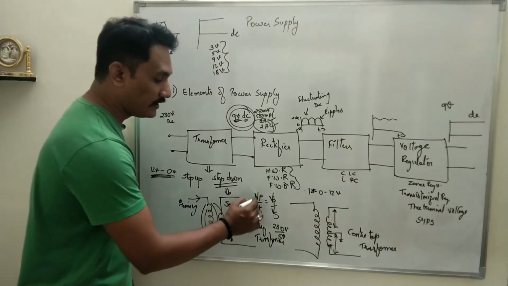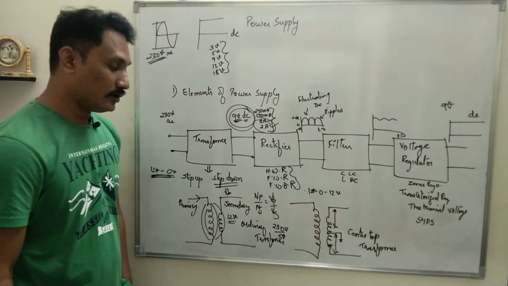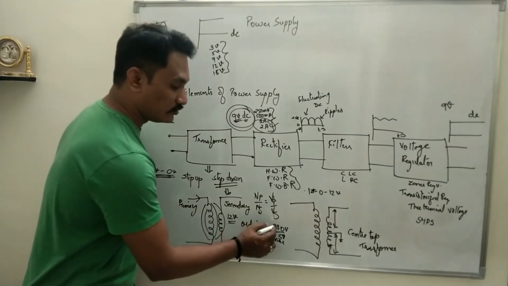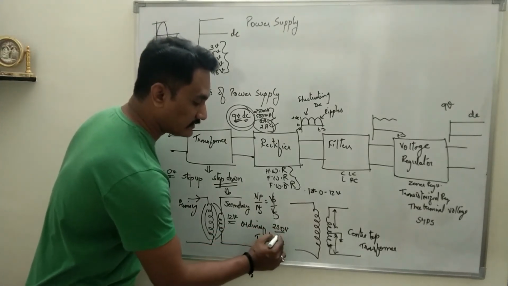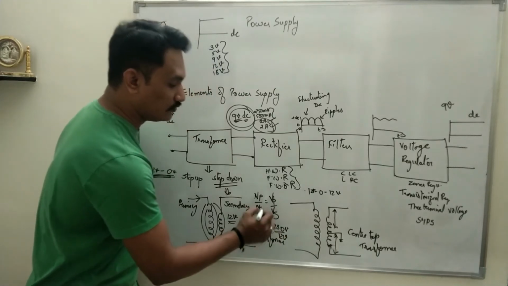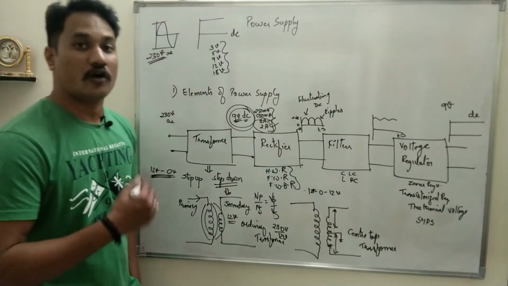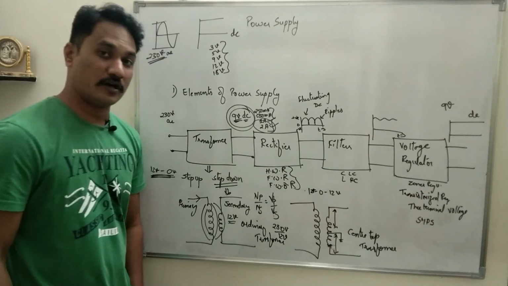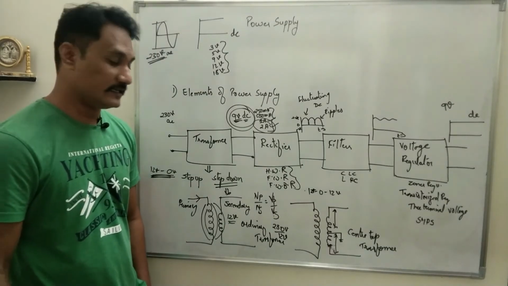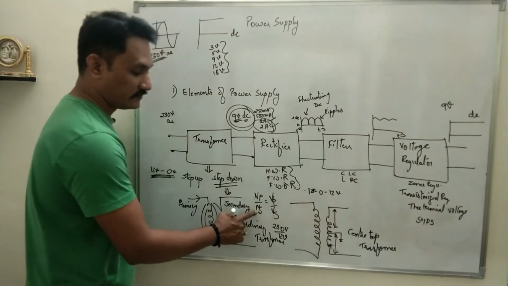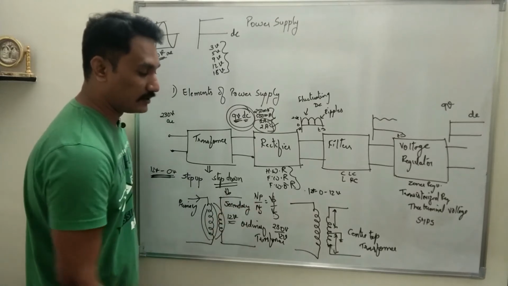As per requirement, NP upon NS is equal to VP upon VS. If you know, say 230 volt and the output required is say 12 volt, of course you know the coil ratio, NP upon NS, number of turns in the primary upon number of turns in the secondary. Of course, the number of turns in the secondary will be less as compared to the primary.